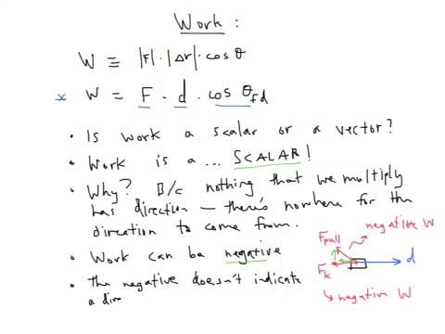It doesn't indicate a direction of the work. And that is just the same as with temperature. If you have a temperature of negative 70 degrees, or let's say negative 10 degrees Fahrenheit, the negative sign doesn't mean to the left or to the right or up or down. It's just part of the magnitude.